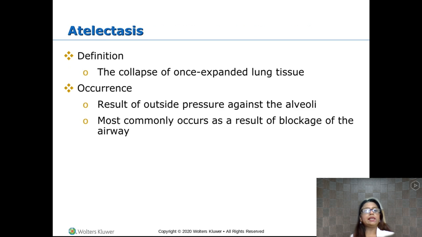Now, what are those? Atelectasis: the ball-like structures at the end of the lungs are called alveoli. When they collapse, the ball basically collapses, because there is not enough surfactant, which is the layer that keeps it open. That condition is called atelectasis. It is the result of outside pressure against the alveoli, and most commonly occurs as a result of blockage of the airway.